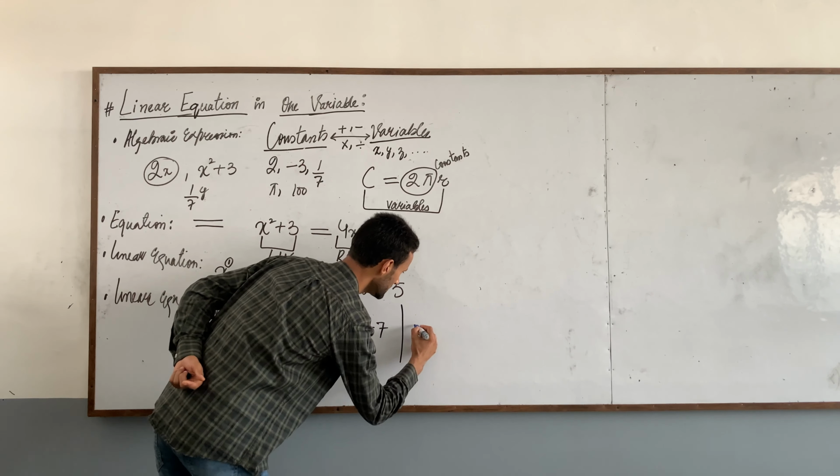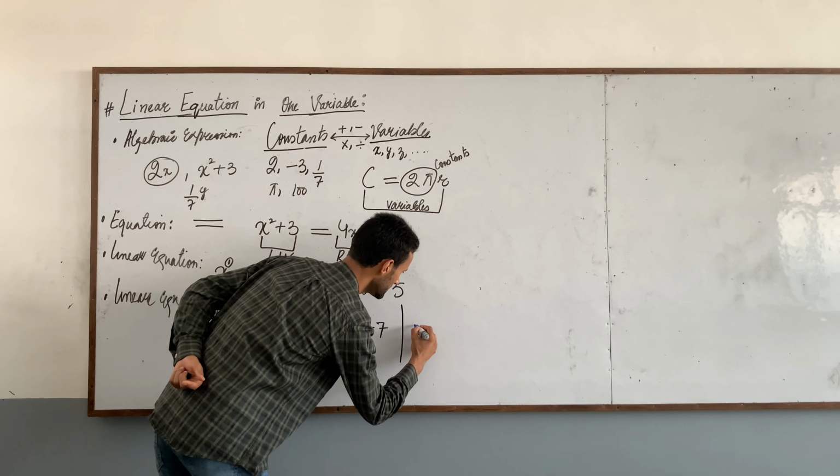Now coming to the general form of a linear equation in one variable. The general form of a linear equation in one variable is something like this: ax + b = 0, or we can say ax = b. This is the general form of a linear equation in one variable. Here a and b are real numbers and a must not be equal to 0.